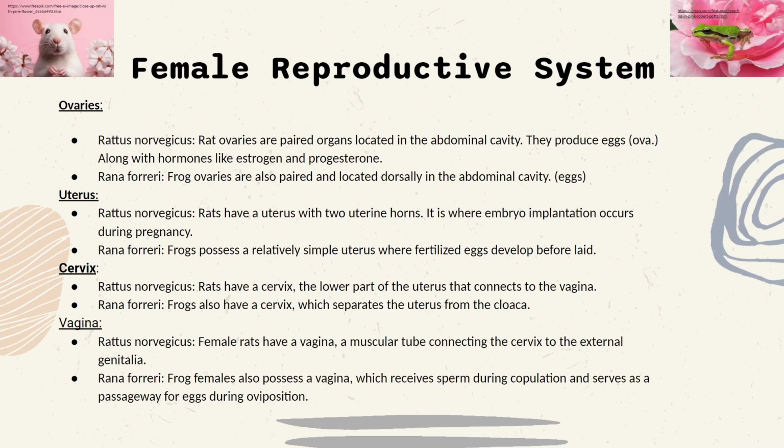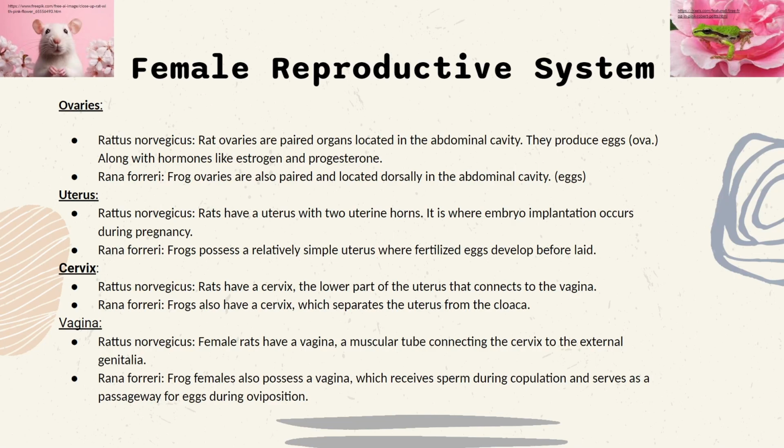Now for the female reproductive system, we look into different structures, including the ovaries, uterus, cervix, and vagina. For their ovaries, we see that rat ovaries are paired organs located in the abdominal cavity. They produce eggs, otherwise known as ova, along with hormones like estrogen and progesterone.